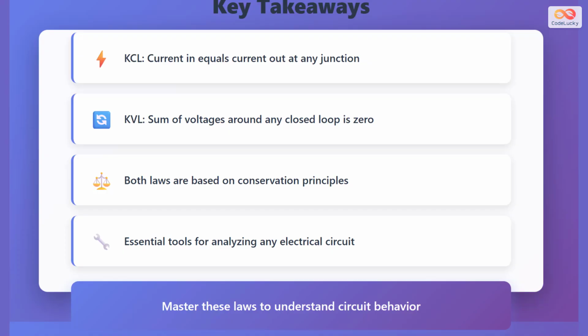Let's recap the key points. Kirchhoff's current law tells us that current in equals current out at any junction. Kirchhoff's voltage law states that the sum of voltages around any closed loop is 0. Both laws are based on fundamental conservation principles: charge conservation for KCL and energy conservation for KVL. These are essential tools for analyzing any electrical circuit. Master these laws to truly understand circuit behavior and solve complex electrical problems.